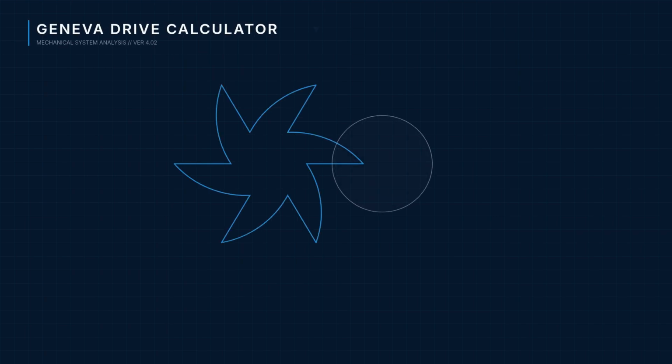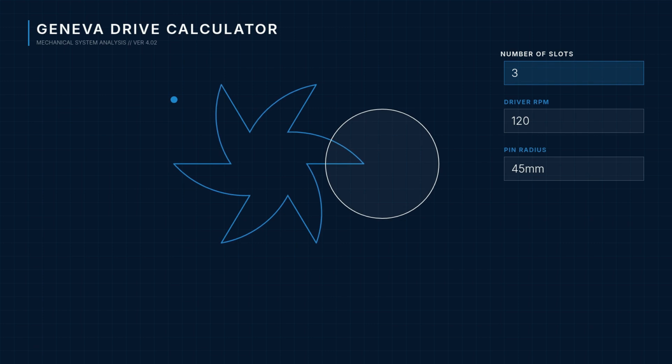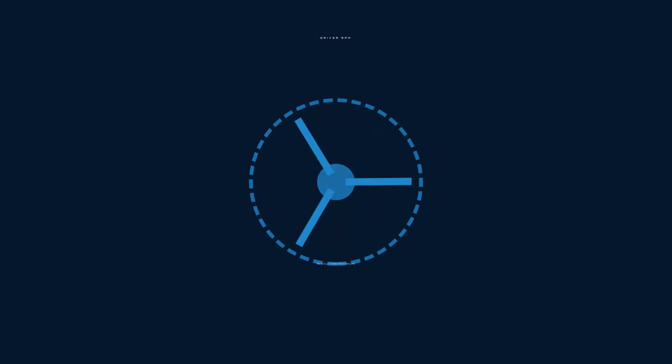This is the Geneva Mechanism Calculator for indexing applications, which calculates the timing and angular parameters for Geneva wheel mechanisms. The calculator has 3 input fields. First is number of slots, where you enter the number of slots on your Geneva wheel, with values ranging from 3 to 12. Next is driver RPM, where you enter the rotational speed of your driver wheel in revolutions per minute. Finally, there's pin radius in millimeters, which is the radius of the driving pin on your mechanism.